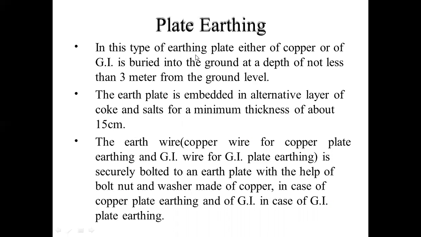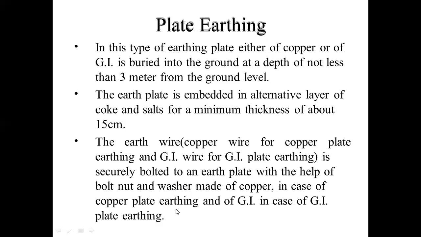In this type of earthing, the plate used for earthing is made of either copper or GI, galvanized iron, which is buried into the ground at a depth of not less than 3 meters from the ground level. That's the first point. The second point is that the earthing plate, the copper or GI plate, is embedded in alternating layers of coke and salt for a minimum thickness of 15 centimeters. And the third point is that the earth wire is properly bolted to the earth plate with the help of nuts, bolts and washers, which are made of copper in the case of a copper plate and GI in the case of a GI plate.